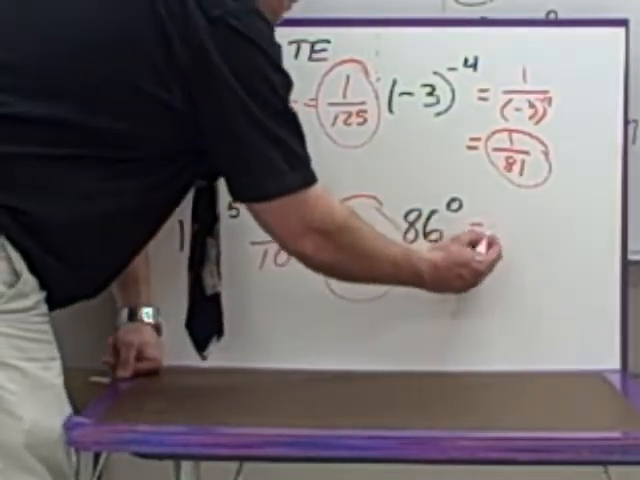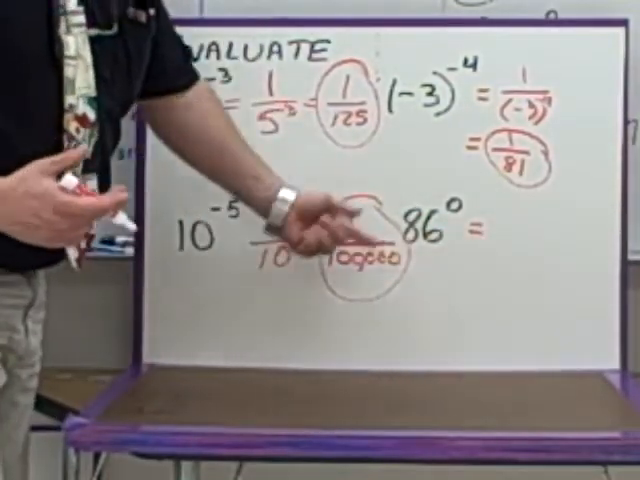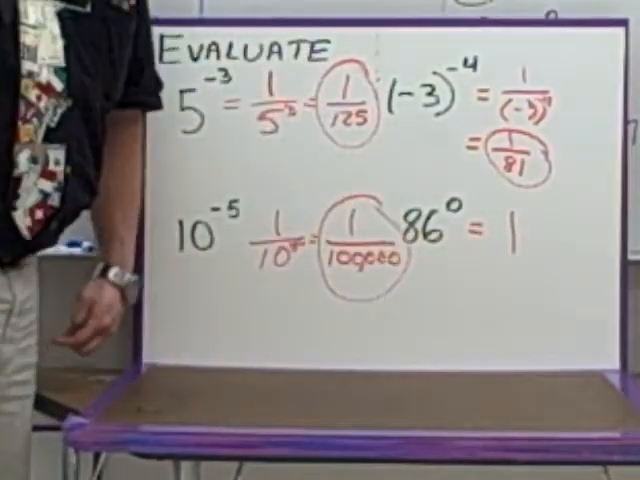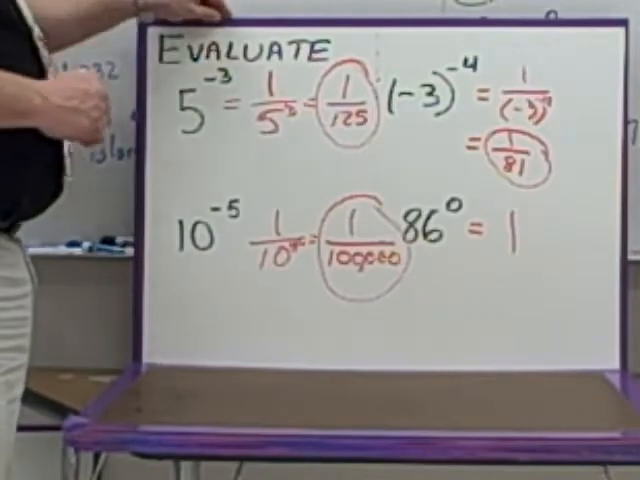Here we have 86 to the 0. I know we were talking about negative exponents, but we did talk about 0 exponents too. 86 to the 0 is just going to be equal to 1. Kind of threw that in as a little trick there.